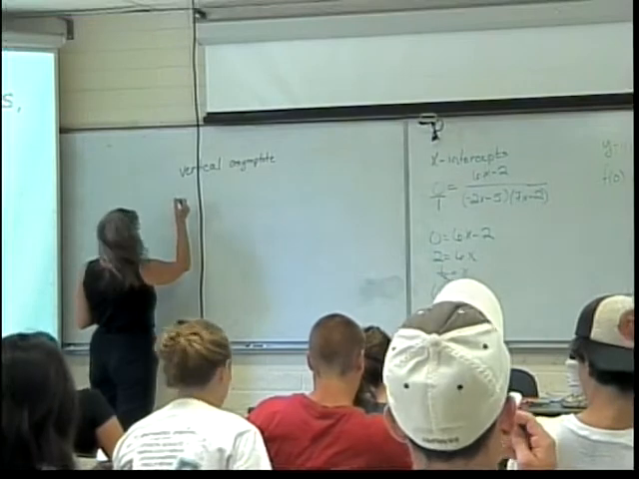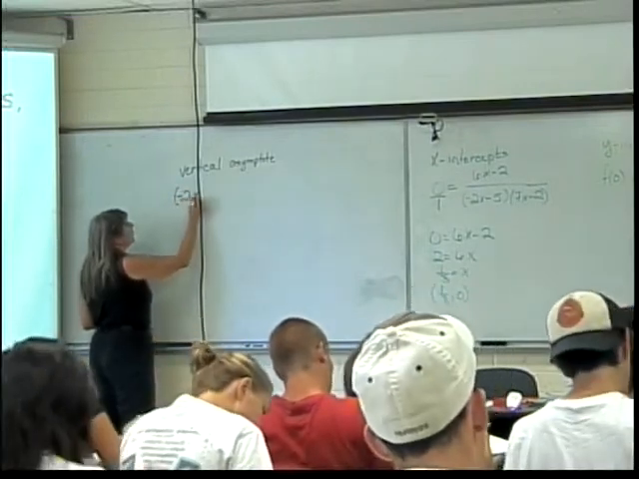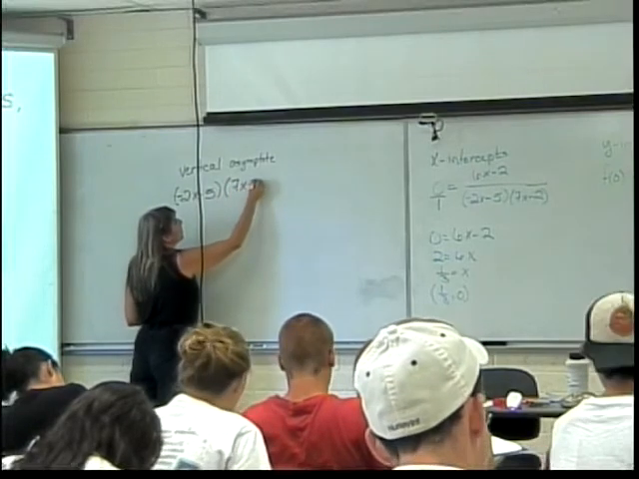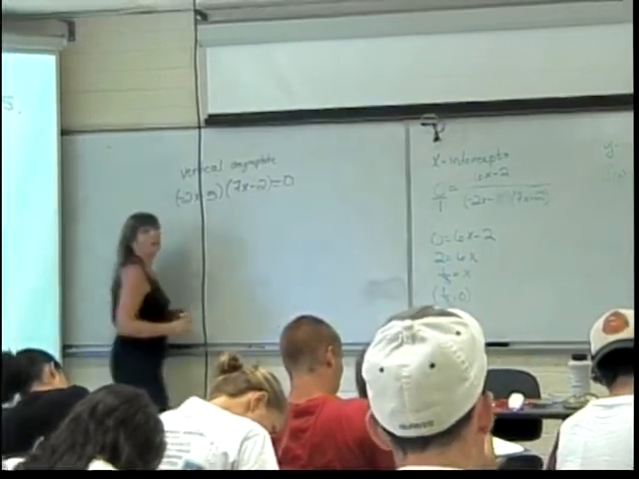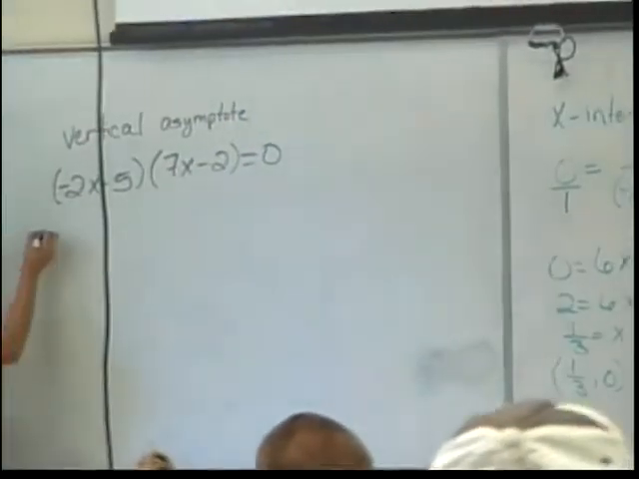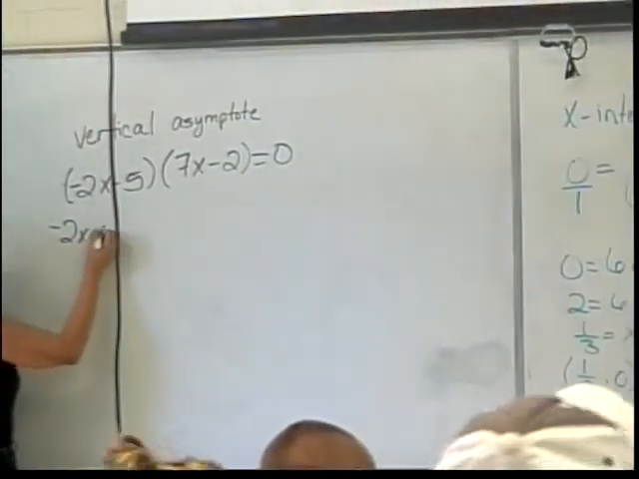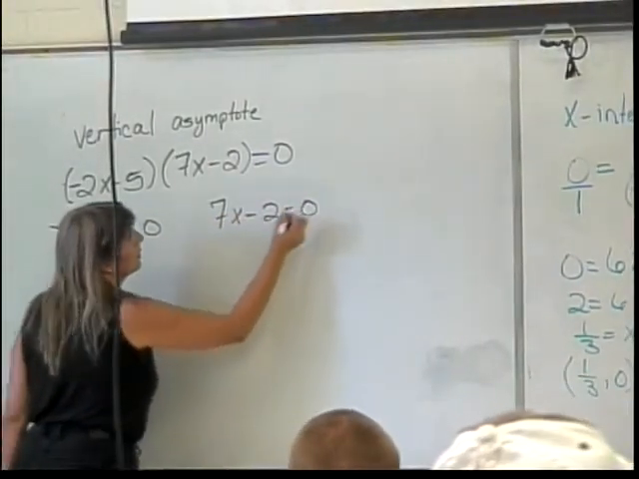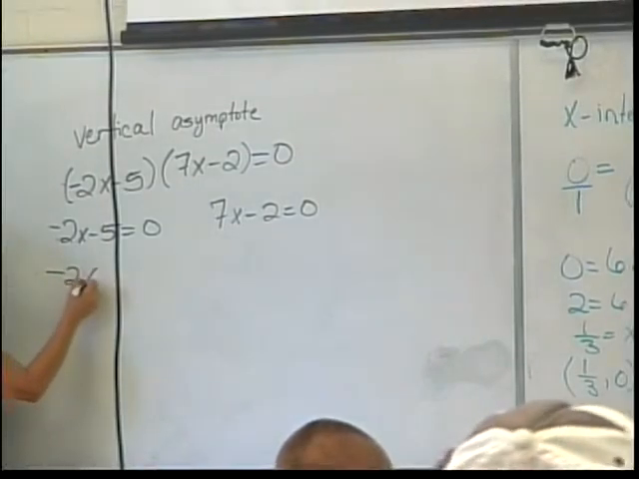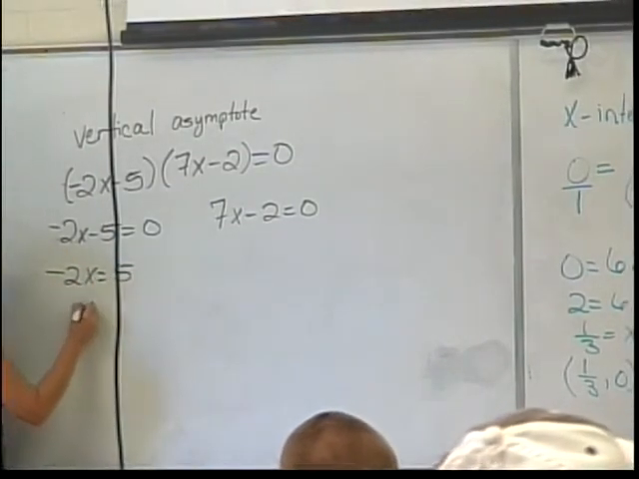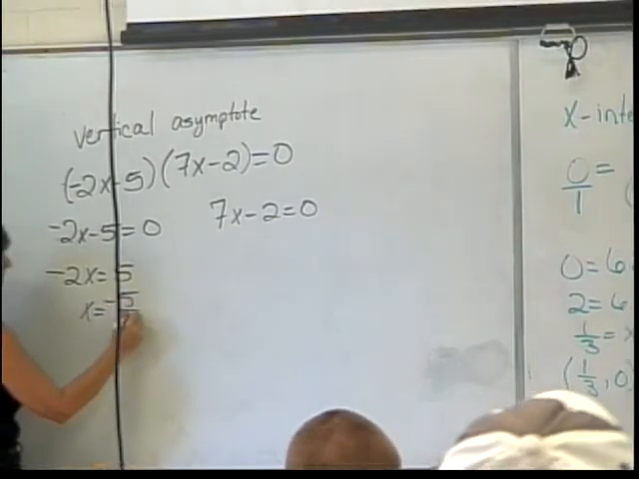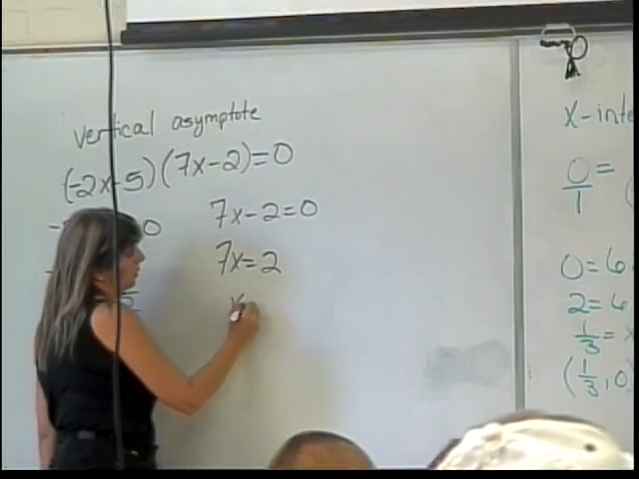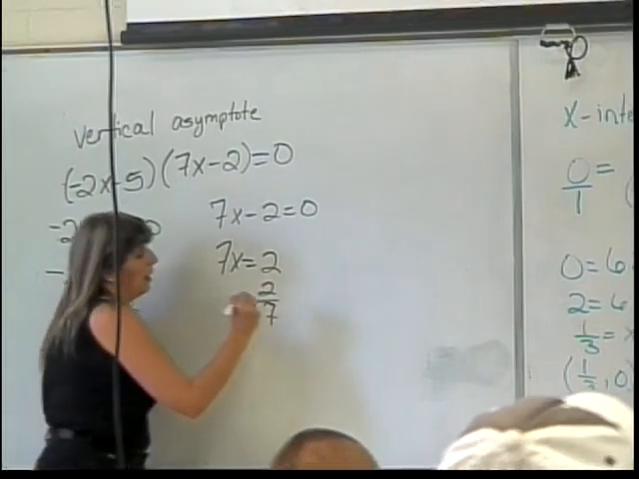So we're going to take our denominator, negative 2x minus 5 times 7x minus 2, set it equal to 0, and solve. So I have negative 2x minus 5 equals 0, and 7x minus 2 equals 0. Here we get negative 2x equals 5, so x equals negative 5 halves. Here we get 7x equals 2, so x equals 2/7. Am I done?